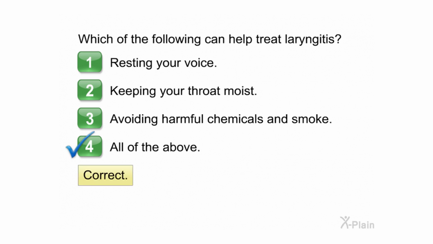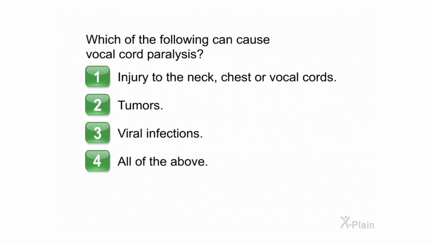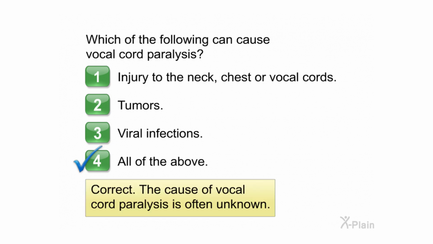Correct. Which of the following can cause vocal cord paralysis? Choose one of the following options. 1. Injury to the neck, chest, or vocal cords. 2. Tumors. 3. Viral infections. 4. All of the above. Correct. The cause of vocal cord paralysis is often unknown.